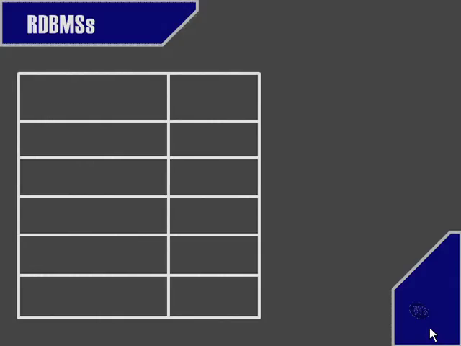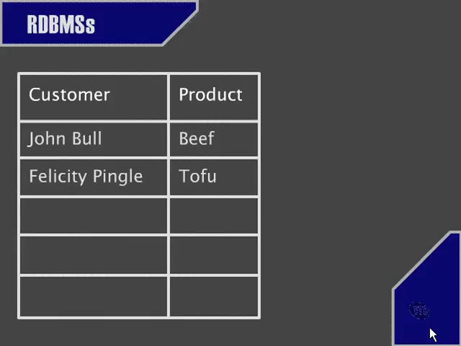Let's take a look at the way this table is used. We have a customer and a product column in our table. John Bull comes in and buys some beef. Felicity Pingle buys some tofu. And Charles Windsor pops in to buy some venison.